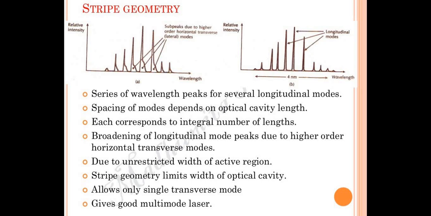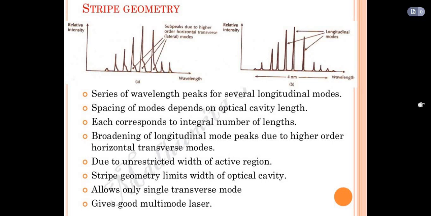The broadening of longitudinal mode peaks due to the higher order horizontal transverse modes needs to be obtained so as to get the longitudinal part at the higher level. Due to the unrestricted width of the active region, and the strip geometry limiting the width of the optical cavity, only a single transverse mode is allowed, and this gives a good multi-mode laser. That should also be one of the things we consider while designing our strip geometry.